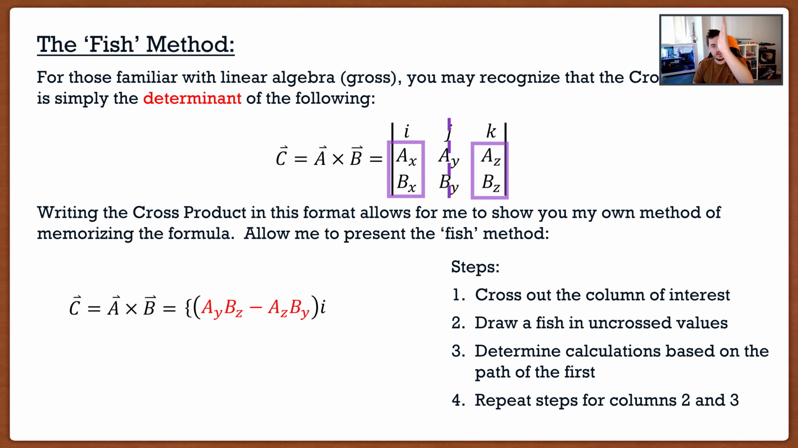Well, again, if I'm interested in J, I'm going to cross out that J column, and I'm going to look at the uncrossed values. From there, I'm simply going to draw my fish and trace the path of the fish. So, of course, we go AX down to BZ, so AX times BZ minus AZ times BX. Again, I just drew a fish, and that's going to be my J component. Again, AX times BZ minus AZ times BX.